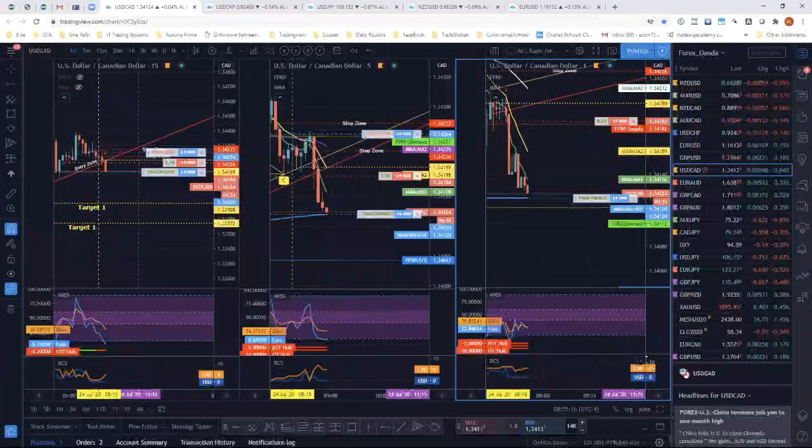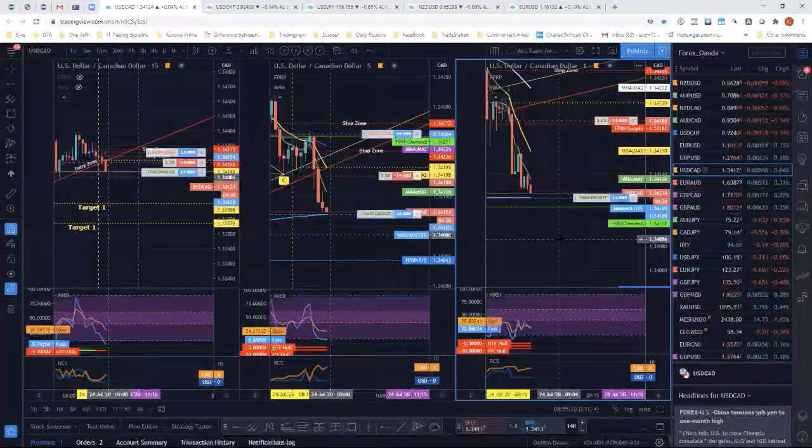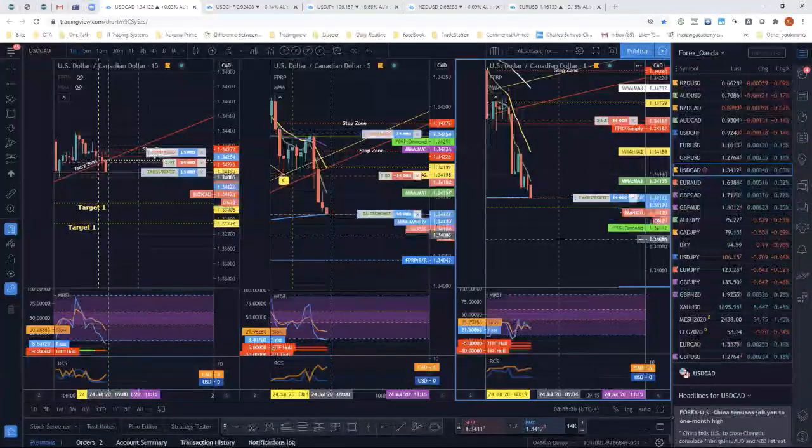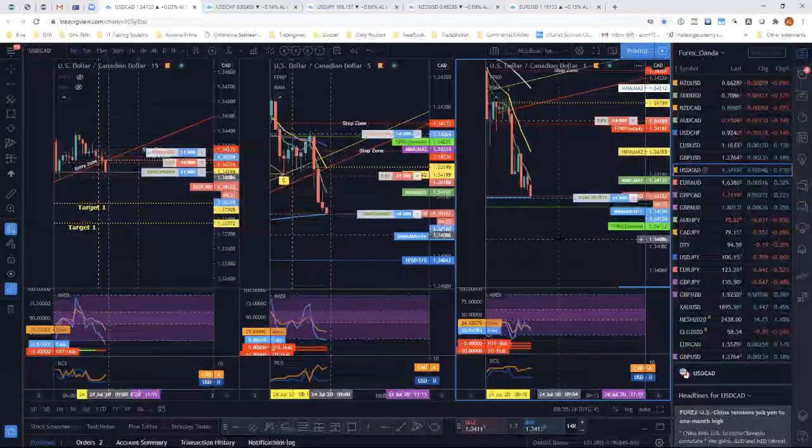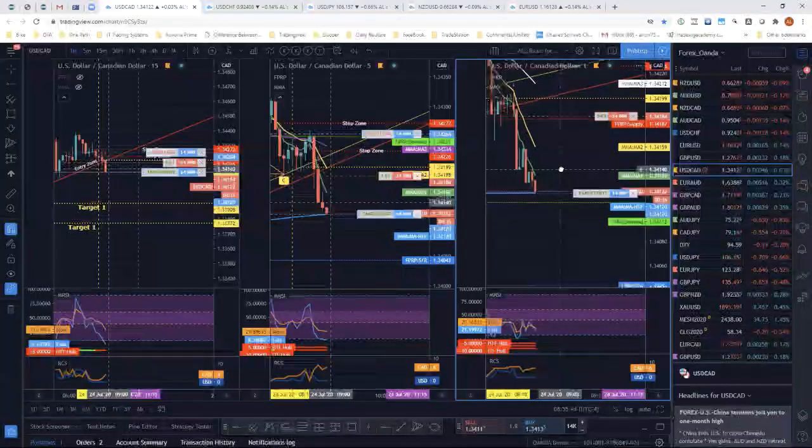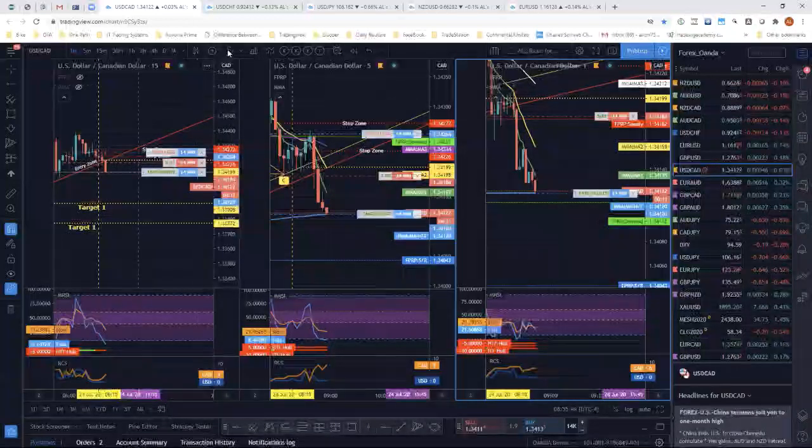Still, everything's strong in favor of the CAD. The US dollar is now officially one of the weakest currencies on the Forex market right now. So any trade we would potentially look at, we would look to go in favor of the opposing currency and not in favor of the USD. At least at this time. Doesn't mean it won't change quick.